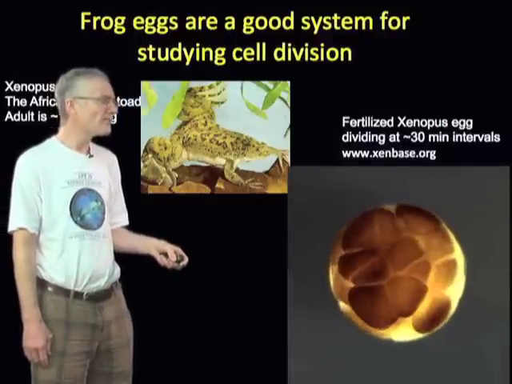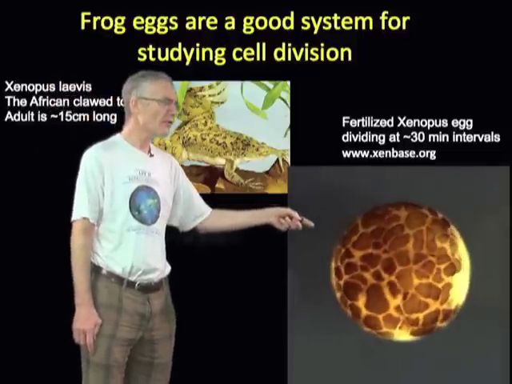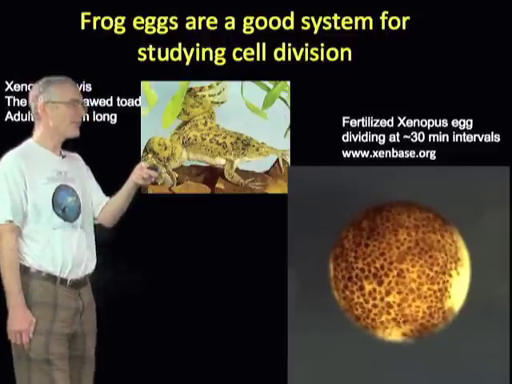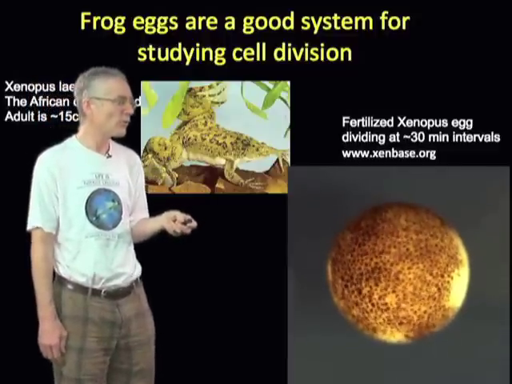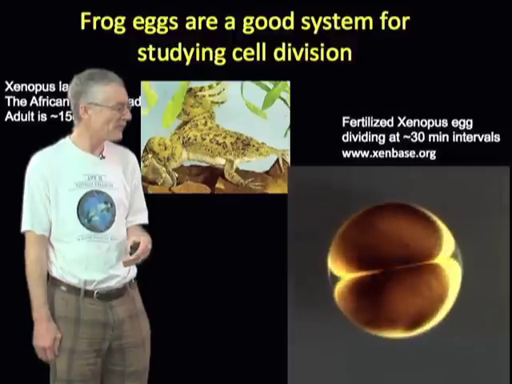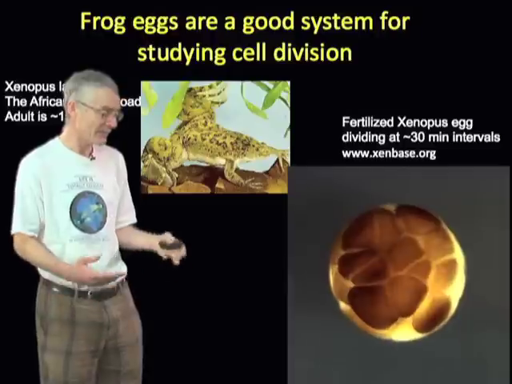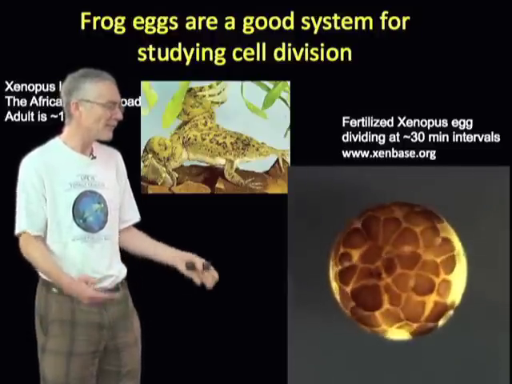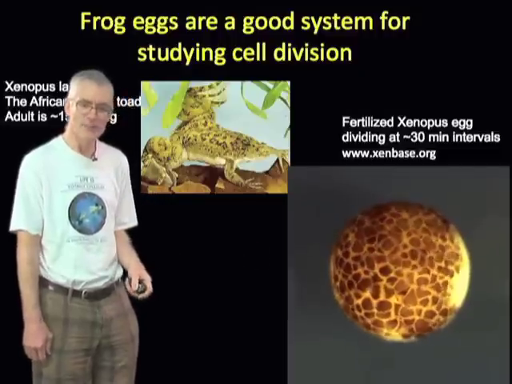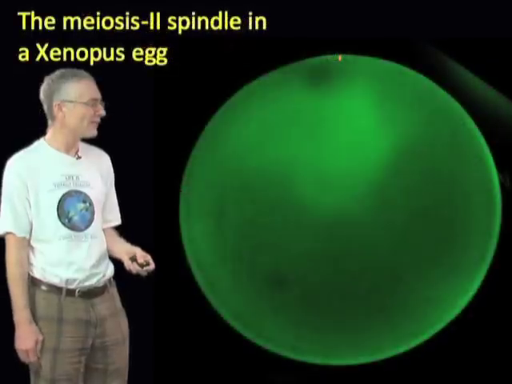The system that my lab has used a lot is eggs. You can see a frog egg dividing, and these frog eggs come from Xenopus laevis, the African clawed toad, which is an amphibian that doesn't seem to mind growing in the laboratory. They live for ages in the laboratory. They aren't hurt. They lay eggs, and then we have them recover, and then they lay eggs again a few months later. You can see it divides beautifully. So this is a system I like very much for studying cell division.